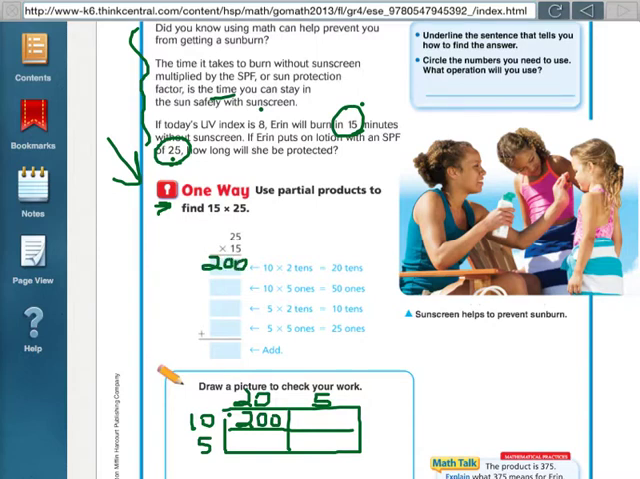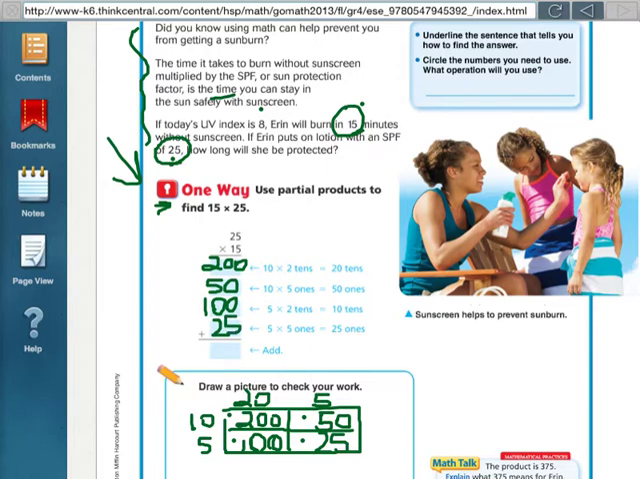Then my second box that I want to do is right here. That's 10 times 5, which is 50. That's my second partial product. The third box that I want to do right here, 20 times 5, that's 100. That's my third partial product. And then my last box right here is 5 times 5, which is 25. So that's my fourth partial product.